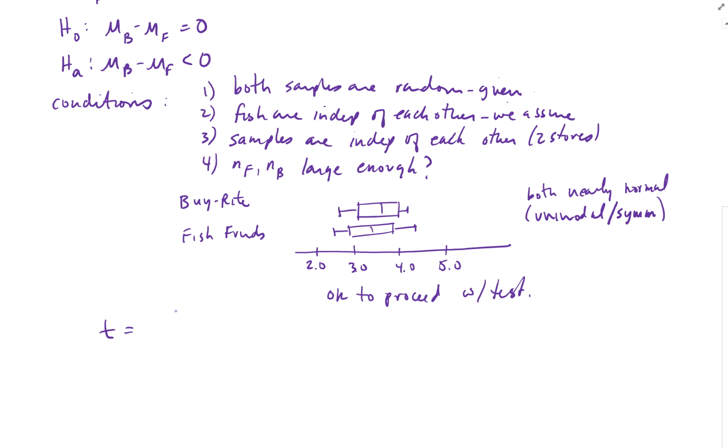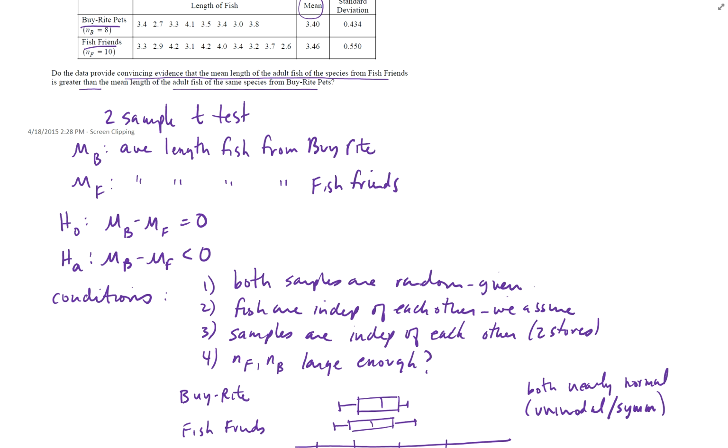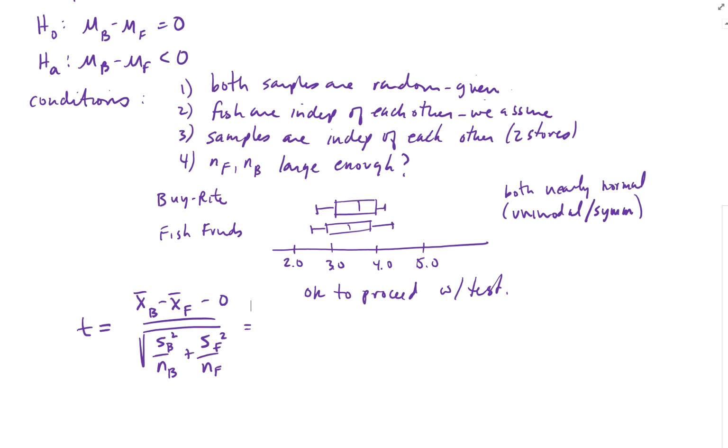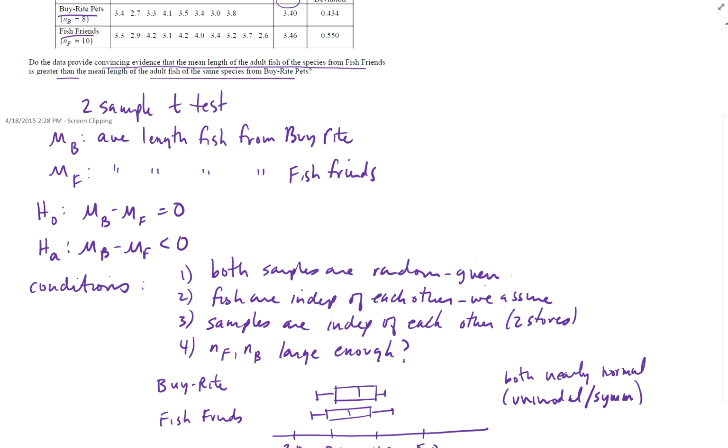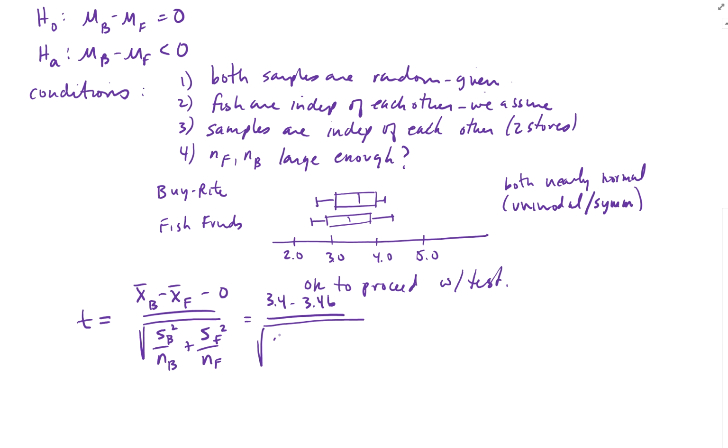Okay, and then I'm going to look at the test. I'm going to write my t-score formula here: x bar B minus x bar F minus 0 over, and again, you're going to get this formula, sB squared over nB plus sF squared over nF. And I'm going to fill in those numbers: x bar B 3.4, x bar F 3.46, so 3.4 minus 3.46 over 0.434 squared, 0.550 squared. And this was 8, and this was 10.